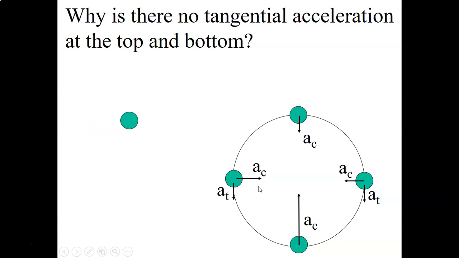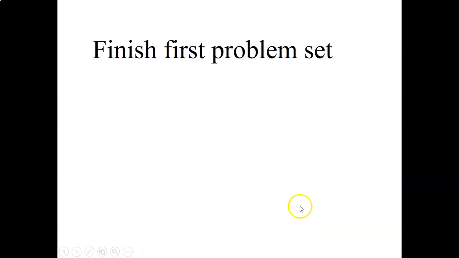Why is there no tangential acceleration at the bottom and top? Because gravity and the tension are both parallel to the centripetal acceleration. Okay, so that's it for the centripetal force part of this. We're going to talk a little bit about gravity next, and so you can do all the centripetal force problems. So go and have a go with those.